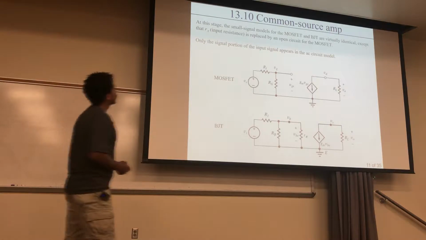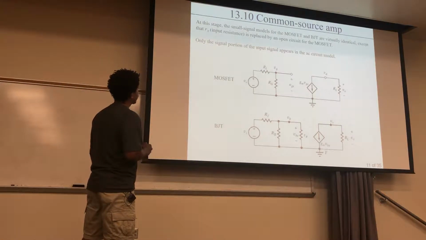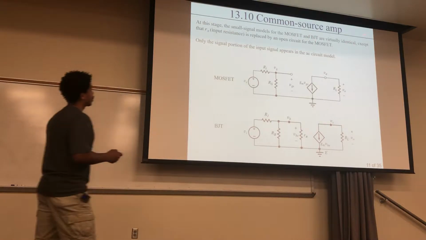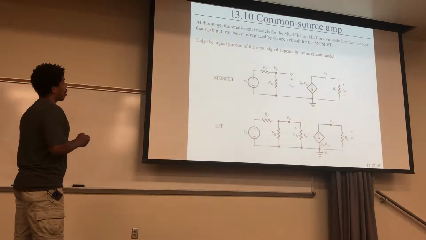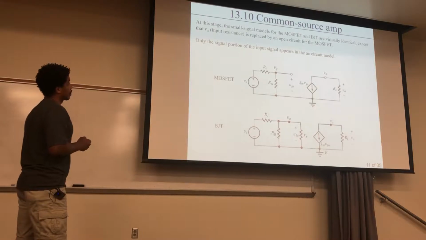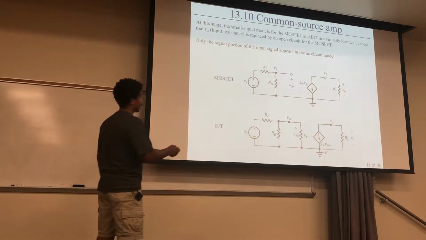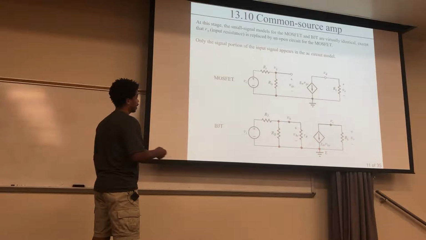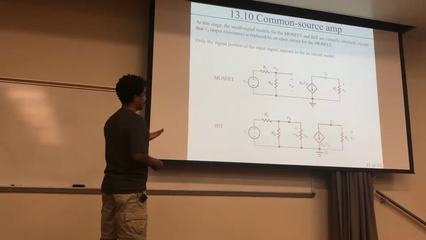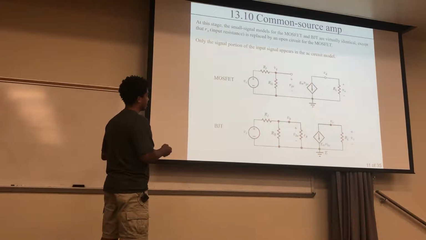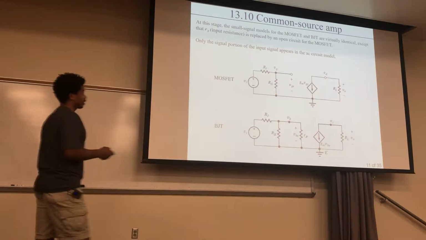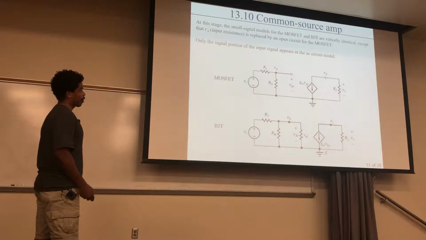Okay, so at this stage, the small signal model of the MOSFET and BJT are virtually identical except for this R-pi, the input resistance. As you can see here, this is for the MOSFET and this is for the BJT. The biggest difference between these is this piece right here. You have your R-pi here, and this looks like an open circuit right here. But everything else is the same type of form.